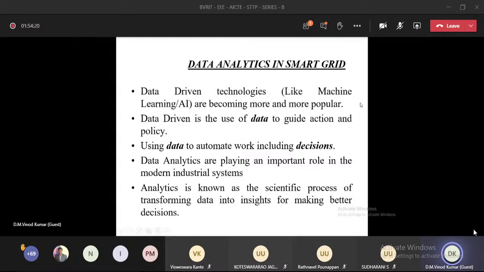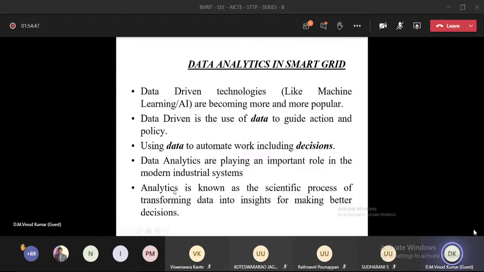Data-driven is the use of data to guide action and policy, and using data to automate work, including decisions. If you want to automate, it should take decisions. When you are using this smart grid, then it is automation. As you have seen in one application, when a fault occurs, it should become an island. It will remove that faulty section, and power transmission will still take place continuously.